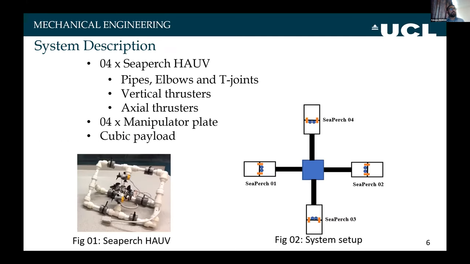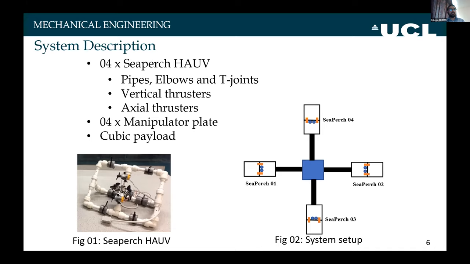The system which I use for my work in this paper is four SEAPERCH HAUVs. The SEAPERCH is basically a self-fabricated ROV, which was then used autonomously, and it was fabricated in the lab facility of University College London. It's a very simple model, which consists of pipes connected through elbows and T-joints. On each vehicle, there are two vertical thrusters and two axial thrusters.